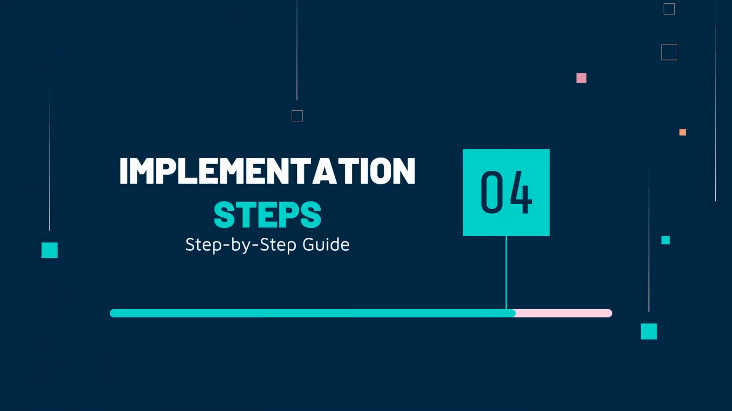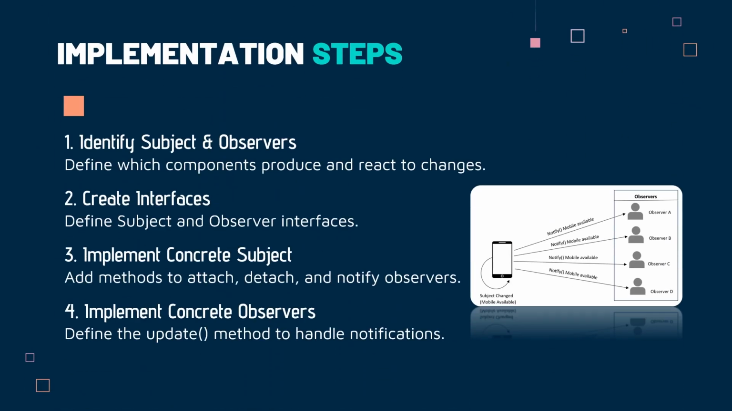Coming up next is the implementation steps. First, we will identify the subject and observers. We will define which components produce and react to changes. Then, secondly, we create interfaces, which means define subject and observer interfaces. Thirdly, implement the concrete subject, which means add methods to attach, detach, and notify observers.